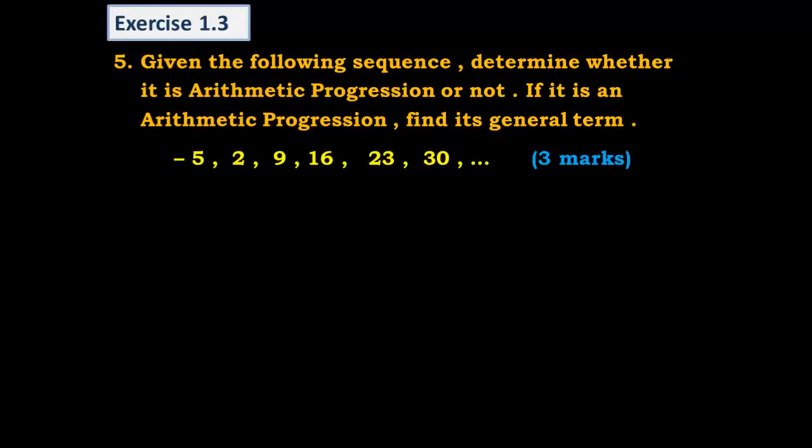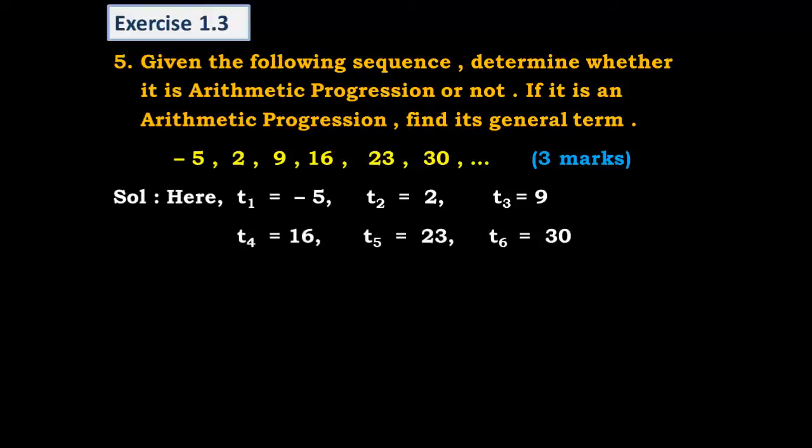Now see, the sequence is minus 5, 2, 9, 16, 23, 30. Let us name these terms: T1 is minus 5, T2 is 2, T3 is equal to 9, T4 is equal to 16, T5 is equal to 23 and T6 is equal to 30. Now first we have to find whether it is an AP or not. So first we have to find the common difference. T2 minus T1, 2 minus minus 5, will become 2 plus 5, that is equal to 7.